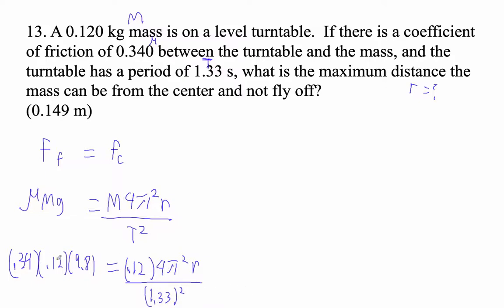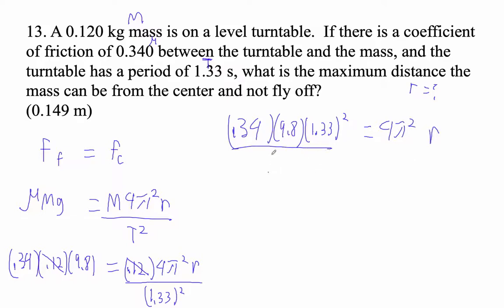All right, now if you're paying attention, we can cross off the mass. Mass doesn't matter, isn't that funny? It adds to friction, but it also requires more force, right? Okay. And then I'm going to cross multiply this. So 0.34 times 9.8 times this denominator squared is equal to 4 pi squared times r. And then I can just divide both sides by 4 pi squared.